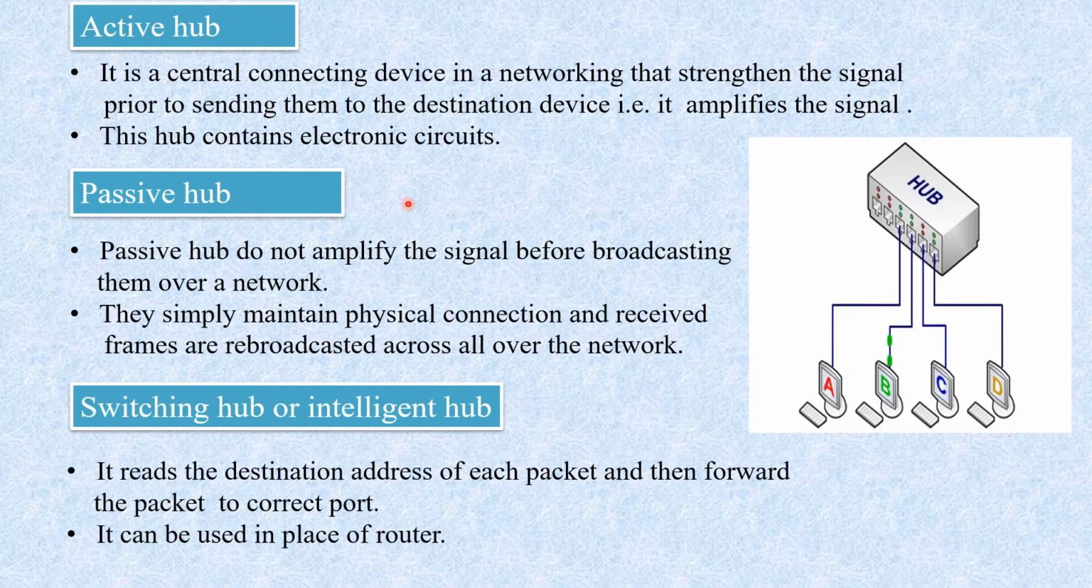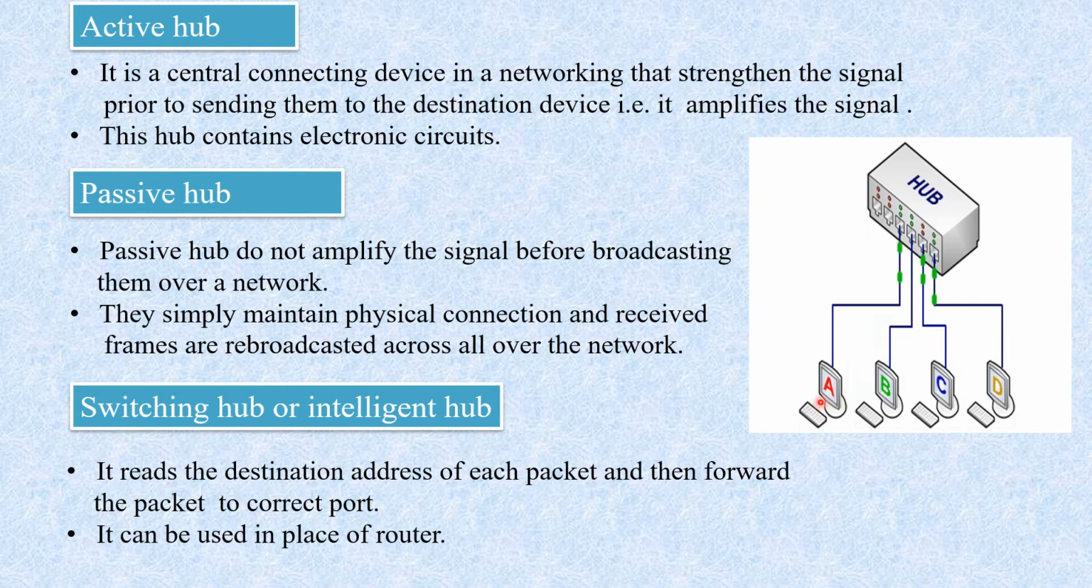The passive hub. A passive hub serves simply as a conduit for the data, enabling it to go from one device to another. So here it just passes the data from one sender to the receiver. A passive hub does not amplify the signal before broadcasting it over the network. They simply maintain the physical connection, and received frames are rebroadcast all over the network.